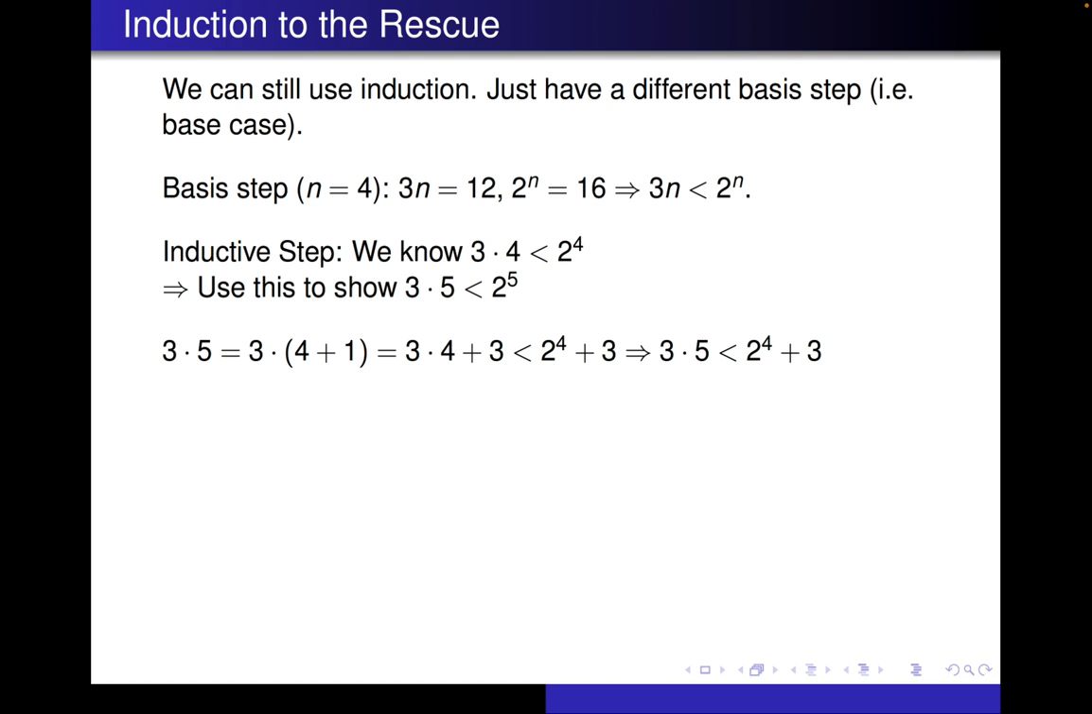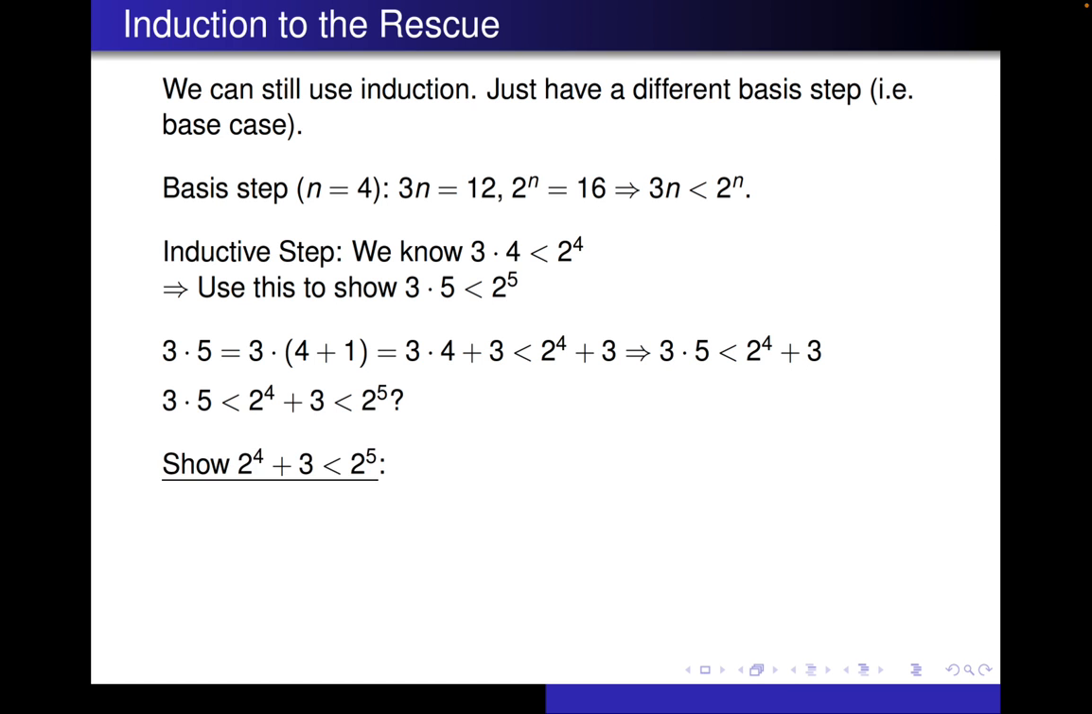And so if I put those together, I get that 3 times 5 is less than 2 to the 4th plus 3. Well, let's see. I know that 3 times 5 is less than 2 to the 4th plus 3, but I want it to be less than 2 to the 5th. So if somehow I could prove that 2 to the 4th plus 3 is less than 2 to the 5th, then I can use that string of inequalities to show that 3 times 5 is less than 2 to the 5th.